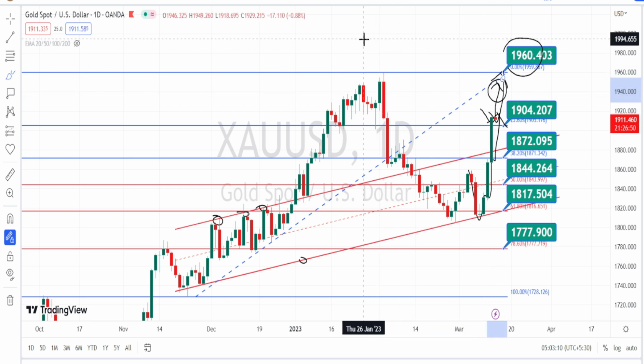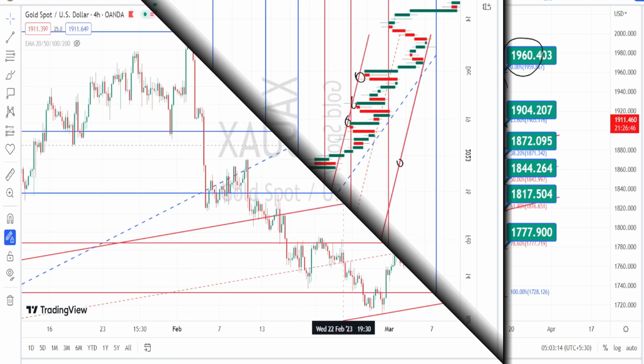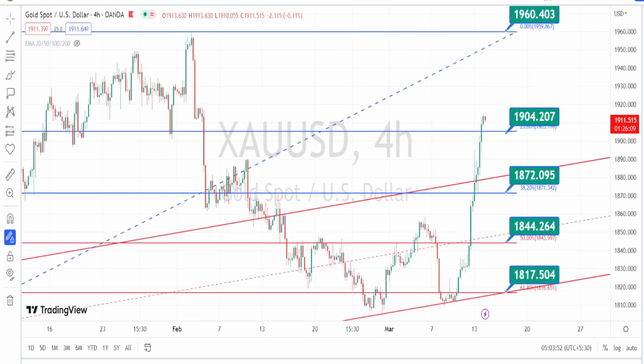Let us look at the price action in 4 hours time frame. I'm in 4 hours time frame, and when we look at the current price action in 4 hours time frame, currently the price action has breached this resistance level of 1904, which was a very strong resistance level from the past price action, but still it has not completely crossed this resistance zone. So we can expect a little bit of retracement on the bearish side from this resistance level, and immediate support is going to be around 1904 from the daily time frame.